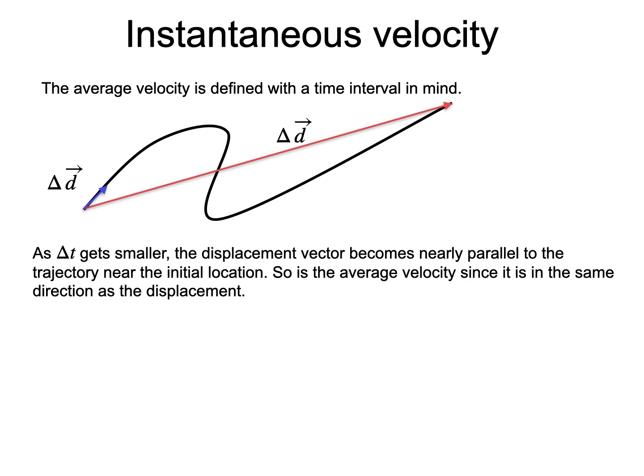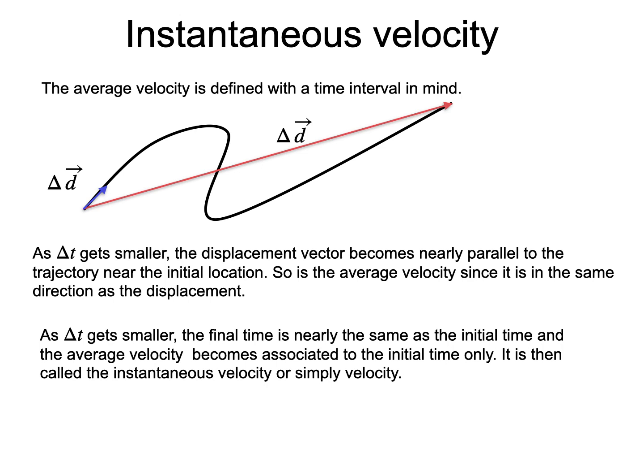trajectory. Since the displacement is in the same direction as the average velocity, the average velocity becomes nearly parallel to the trajectory. With an infinitely small delta t, the Ti is almost the same as Tf, and the average velocity becomes an instantaneous velocity, no longer associated to a time interval, but linked to one time only.